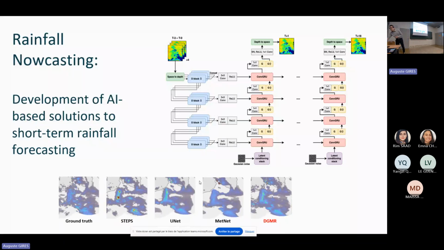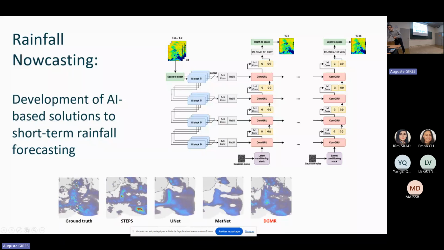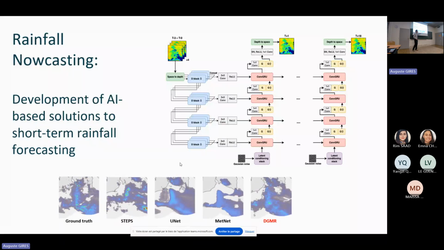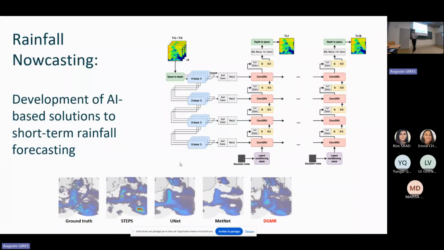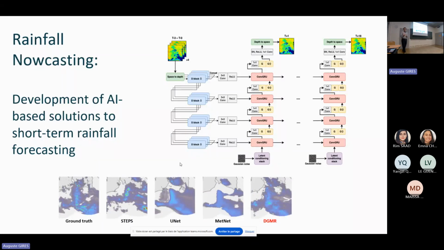So you can see the difference here. The left one is the ground truth, and this one is STEPS, the state of the art with a non-AI method. Before DGMR, Google or some other company tried to use UNet or MapNet to do this nowcasting, and you can see they quickly lose the detail. Then DGMR showed up with their model, and they can keep these details better.